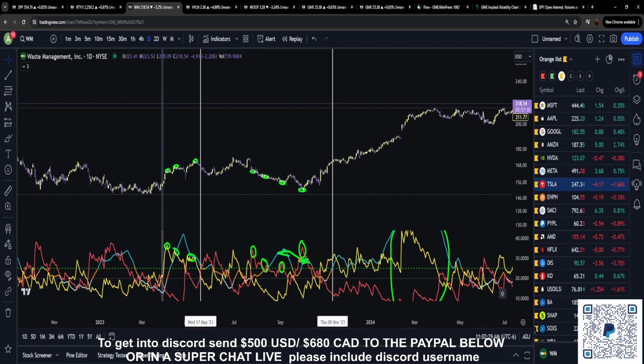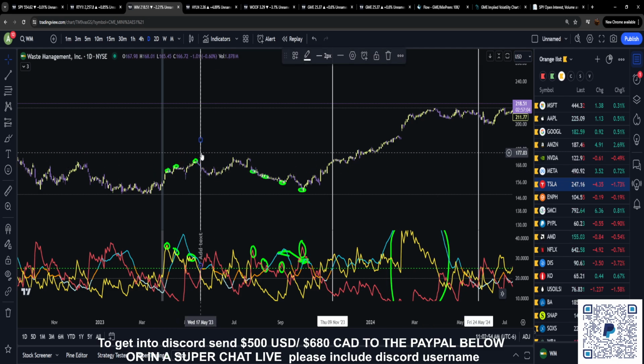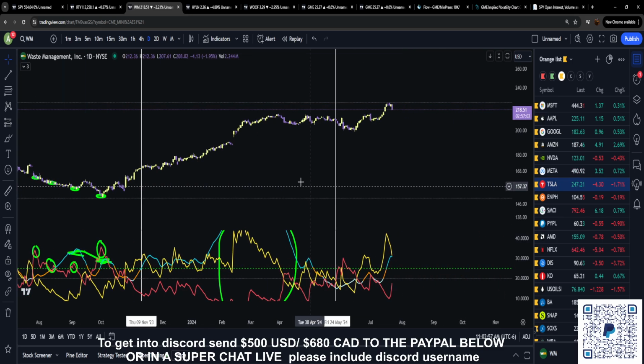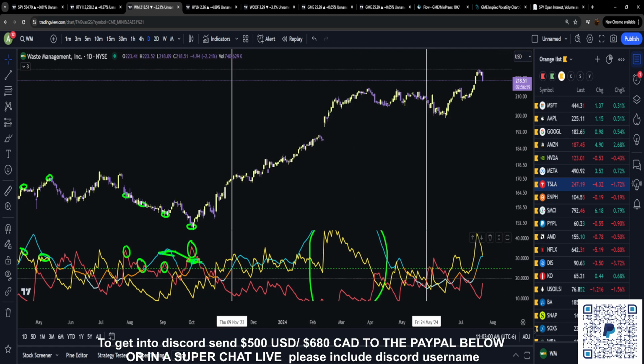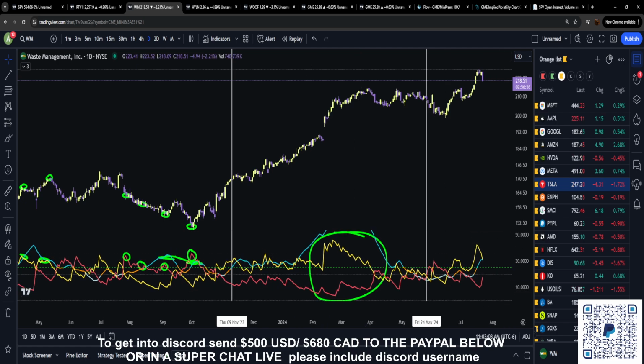Now, let me ask the chat really quickly. When the ADX rose above 25 and the DMI positive crossed the DMI negative, did the DMI positive ever break below the DMI negative? Yes or no? During that white trend line to this white trend line here. Did the DMI positive ever break below the DMI negative? Yes or no, chat?